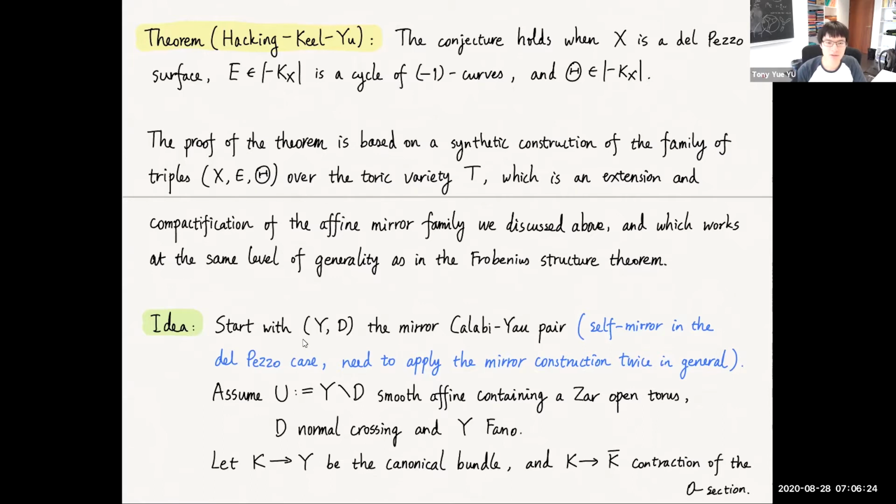So we start with (Y, D), the mirror Calabi Yau pair, and assume, as in the Frobenius structure theorem, the interior U is smooth affine containing a Zariski open torus, D is normal crossing, and Y is Fano. Let's consider K_Y, the canonical bundle, and K_Y to K bar, the contraction of the zero section.